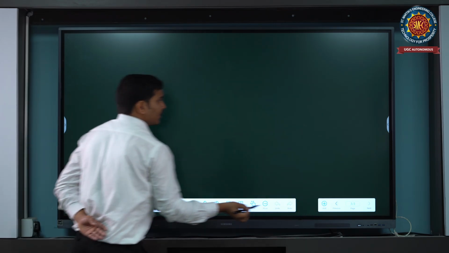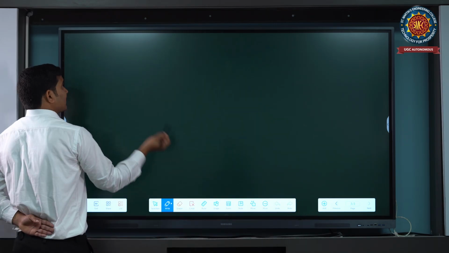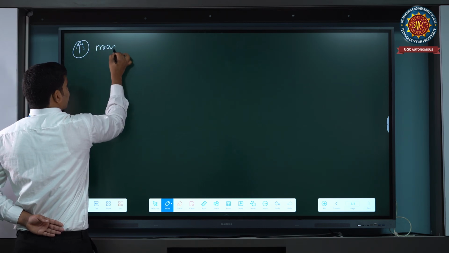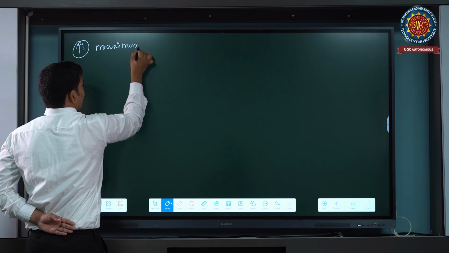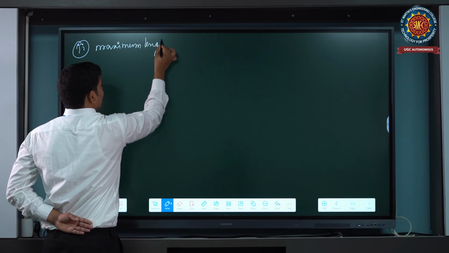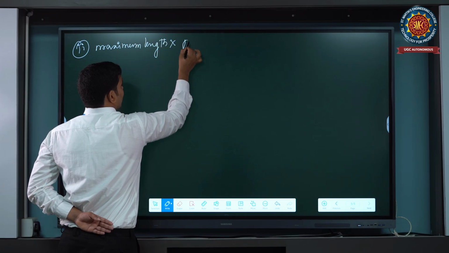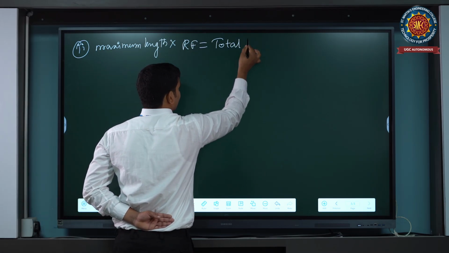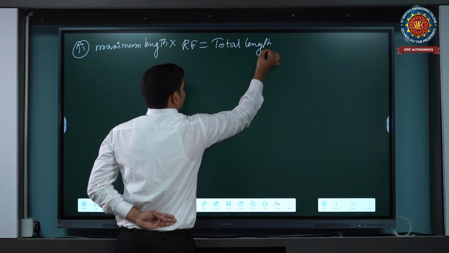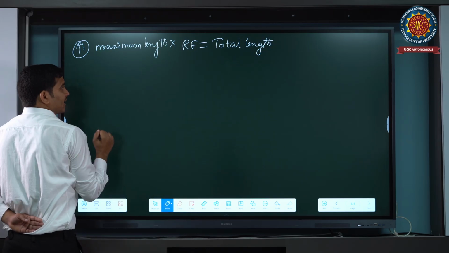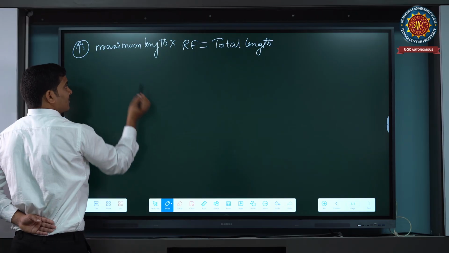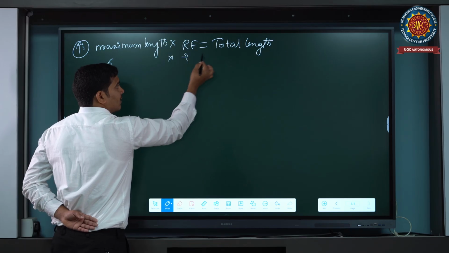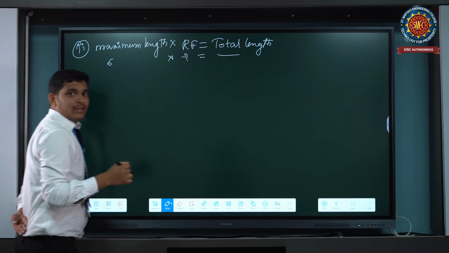Next, we are finding the maximum length. The second case of the object: maximum length into RF equals total length. It is the main second formula. The maximum length may be given as 6 kilometers or something else, and we know the value of the RF, so we can find the total length of the object.